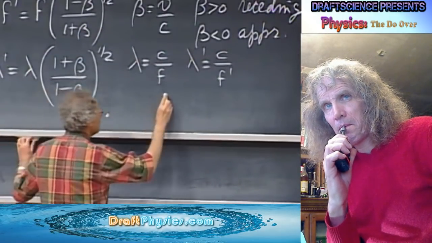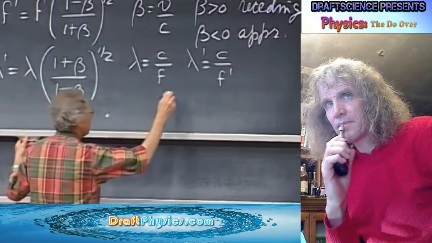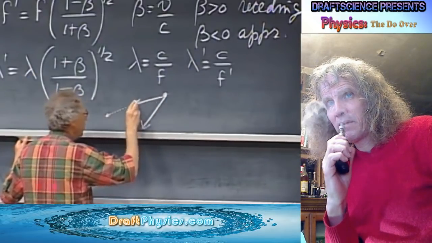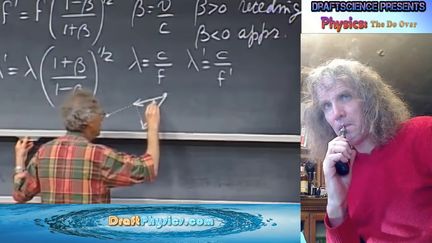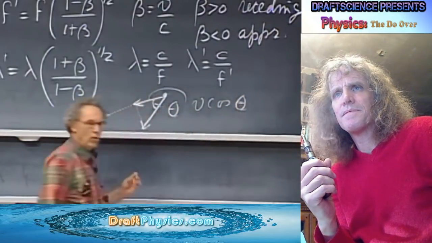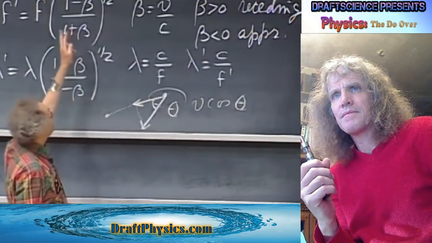If you are here, and here is the source of emission, and the relative velocity between the two of you were this, then it is this component, this angle is theta, this component which is v cosine theta, which we call the radial velocity, that is really the velocity which is in that equation.